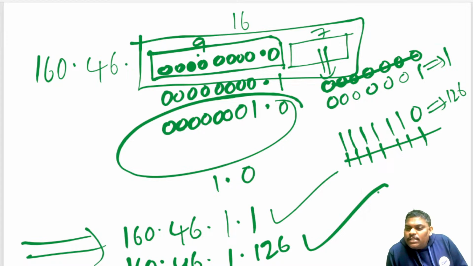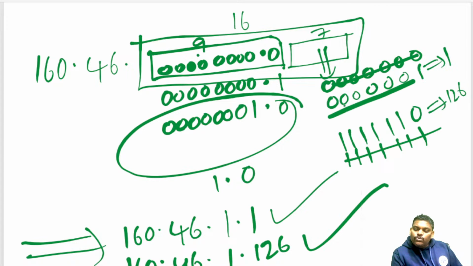Someone is saying that 120 is not used for an IP address as a loopback address starting with 127. Not host part 127, starting with 127. That is the loopback address. So this one you cannot use.